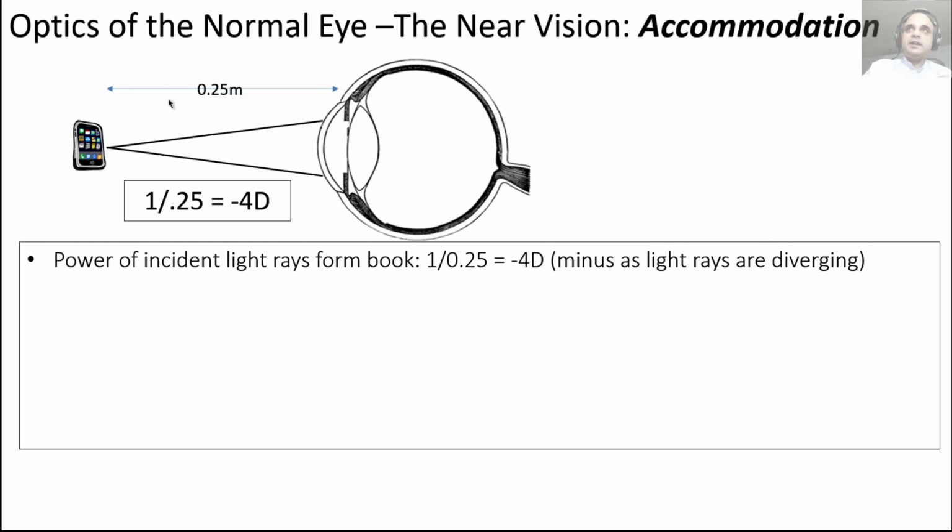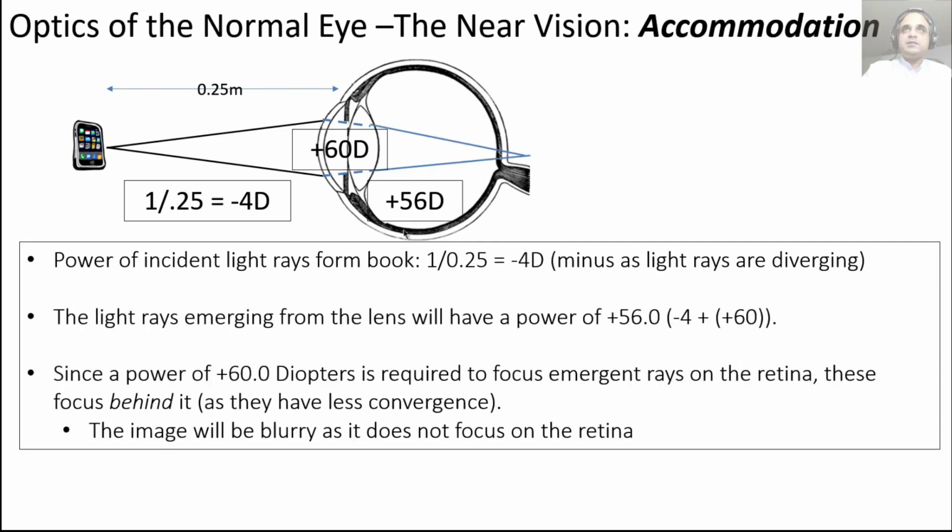I know this because I can simply invert the distance, which we've done the formula before, which gives us the power. And this is a minus power since the light rays are divergent. And normally the eye has 60 diopters of power. We have already seen that we need to add the power of the incident rays to the power of the eye, which will give us the power of the emergent rays, which in this case is going to be 56, because -4 plus 60 is 56. And we need 60 diopters to focus the light on the retina.